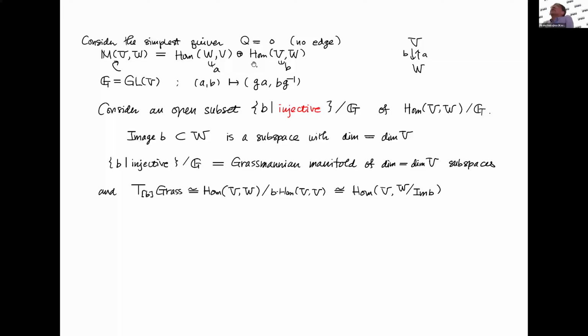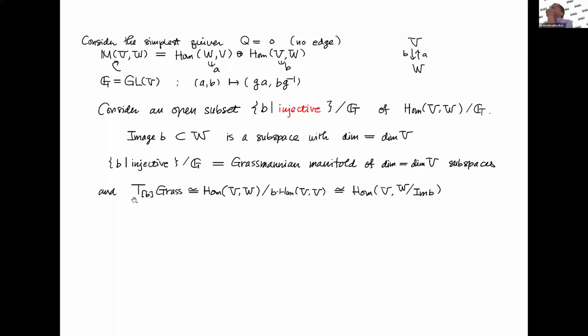So if I focus on the second component and assume that B is injective, the quotient space is a Grassmannian manifold of subspaces of dimension equal to dimension B in W. So this is a Grassmannian manifold.